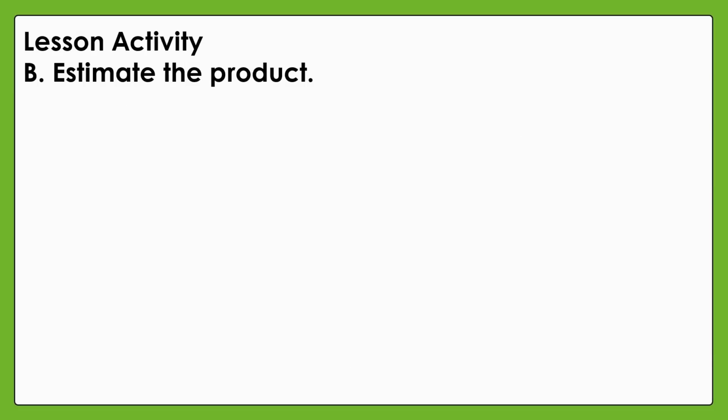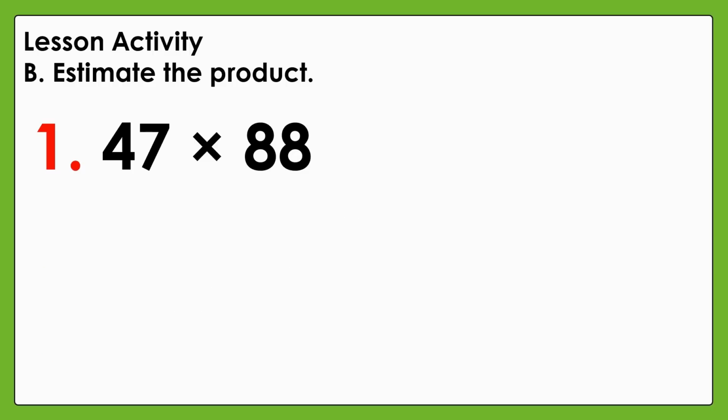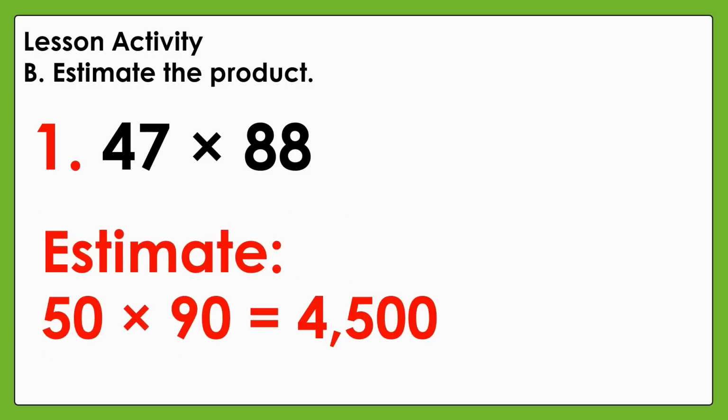Lesson activity: estimate the product. Do this in your notebook. Let us answer. 47 times 88. Estimate 50 times 90 is equal to 4,500.